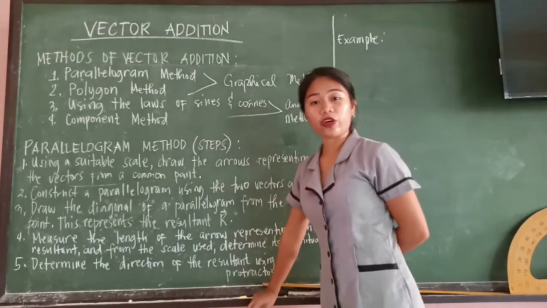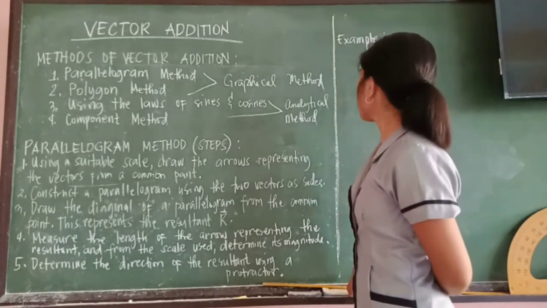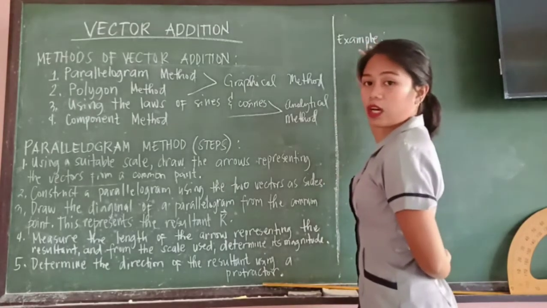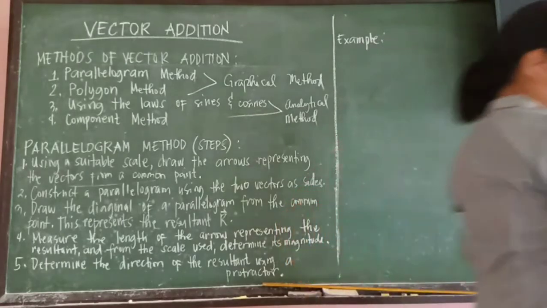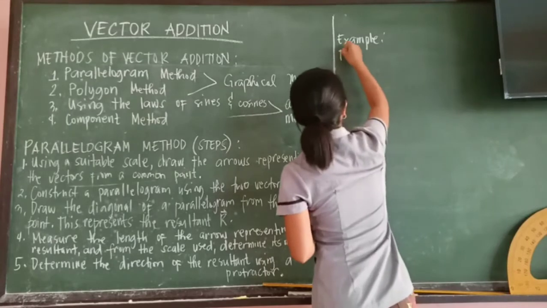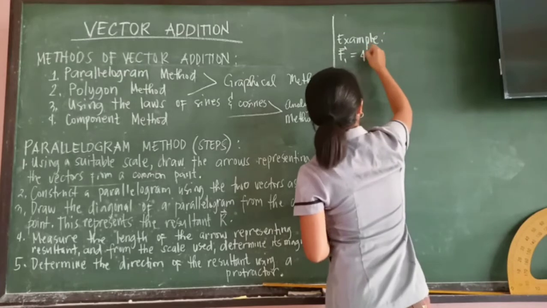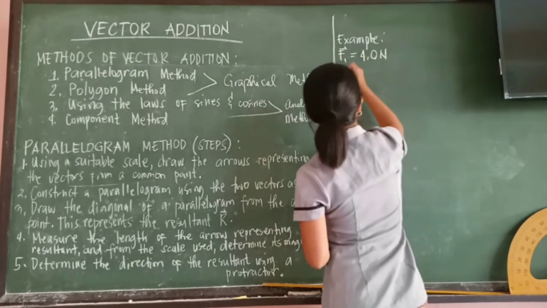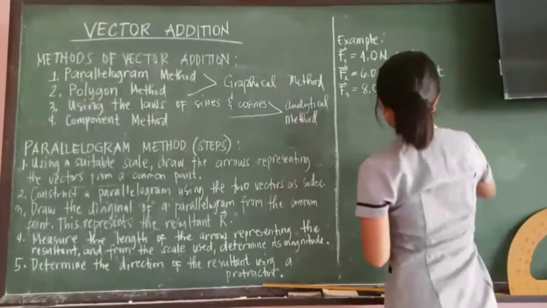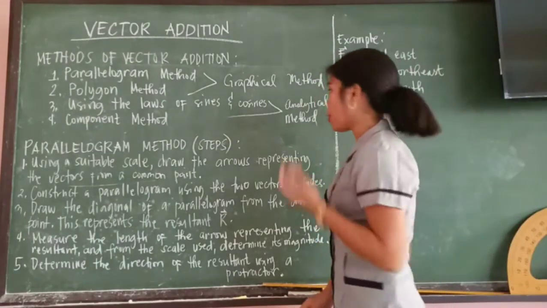For our example, we are going to use sample problem 2.3 on page 33 of your textbook. You can read that one. I'm going to write here only the summary of the given. So, we have vector f sub 1, which is 4.0 newtons, and vector f sub 2. Alright, so we need to find the resultant vector.